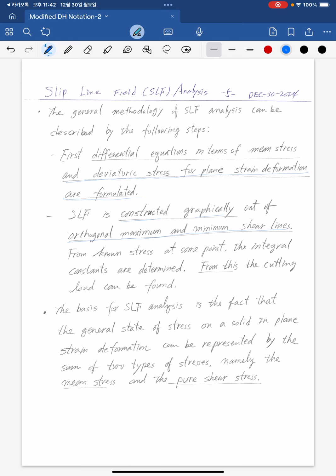The basis for SLF analysis is the fact that the general state of stress on a solid in plane strain deformation can be represented by the sum of two types of stresses, namely the mean stress and the pure shear stress.